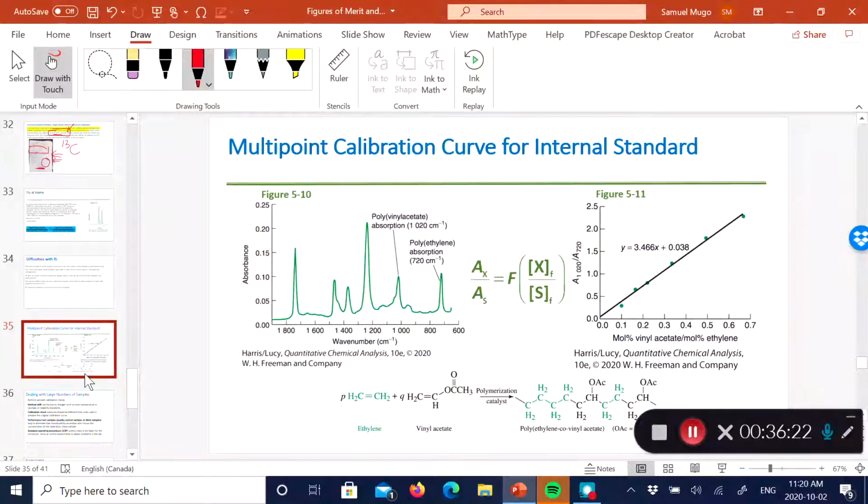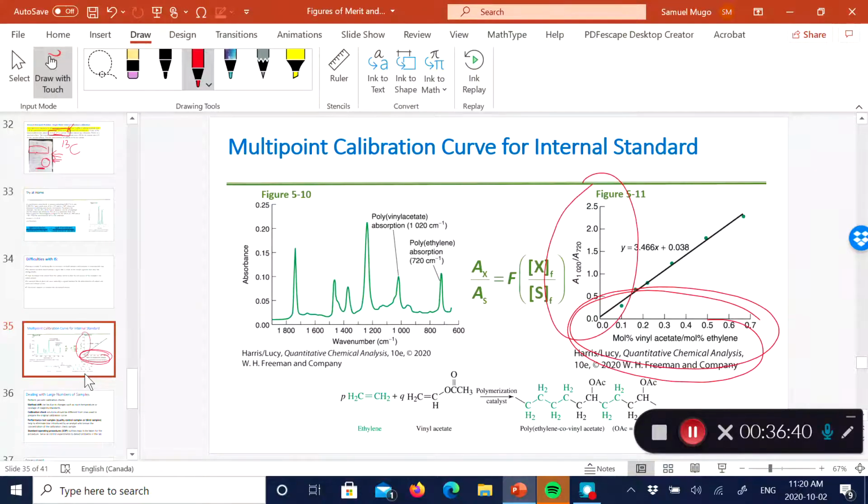So the multipoint calibration curve for internal standard, as I said before, is fairly straightforward. The x-axis stays the same. That's the concentration of the standard solutions, of course, that were spiked with the internal standard. And then on the y-axis, you just get a ratio of the signal of your analyte divided by the signal of your internal standard. And that's what you plot on the x-axis and the y-axis. And then the rest becomes fairly straightforward, just like an external calibration method.